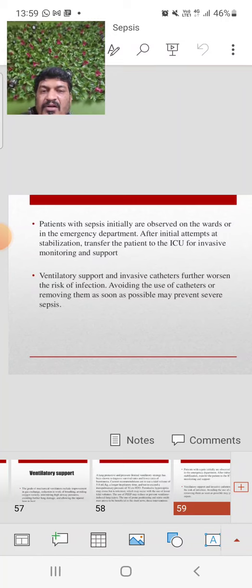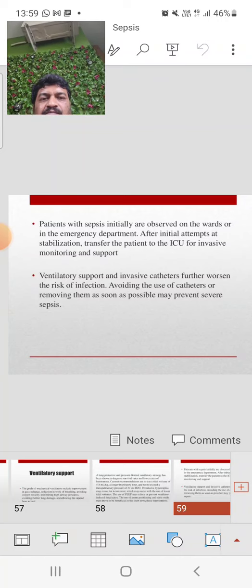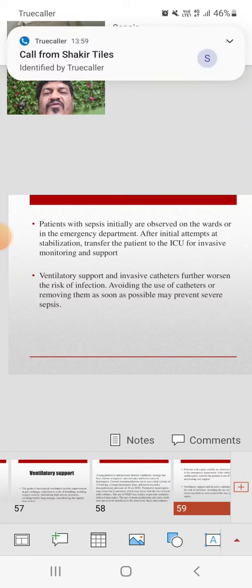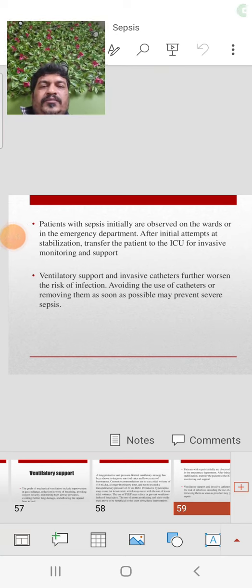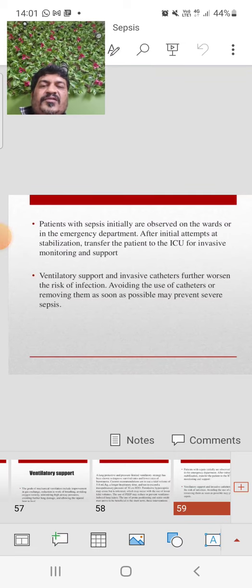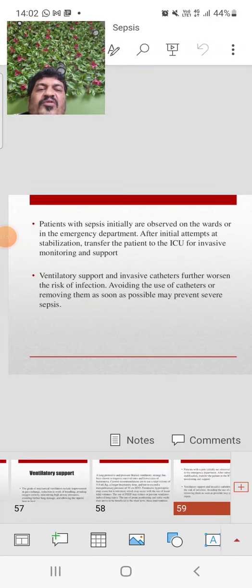Patients with sepsis are initially observed in the wards or in the emergency department. After initial attempts at stabilization, transfer the patient to the ICU for invasive monitoring and support. Ventilator support and invasive catheters further worsen the risk of infections in these patients. Avoiding the use of catheters and removing them as soon as possible may prevent severe sepsis.